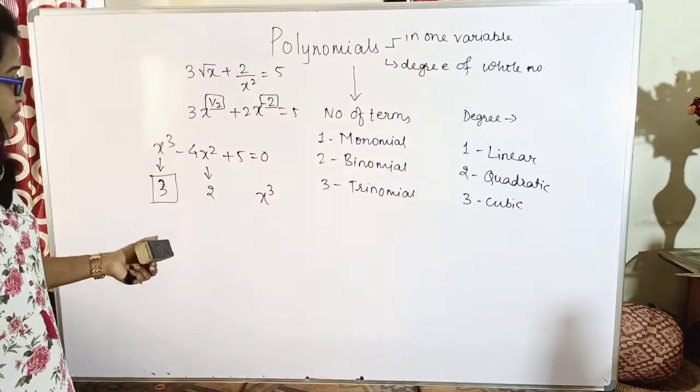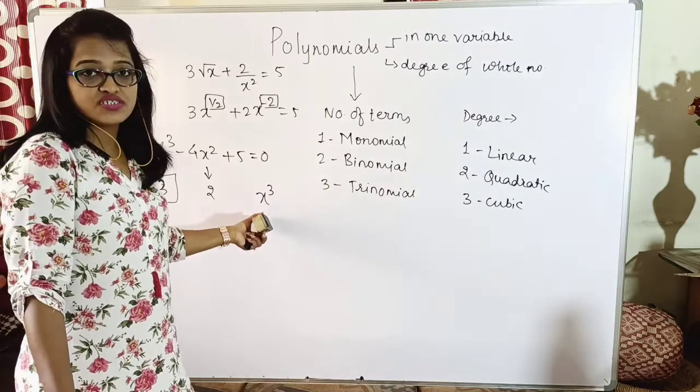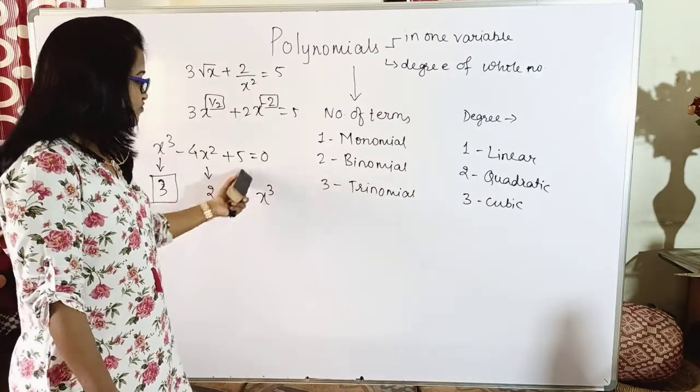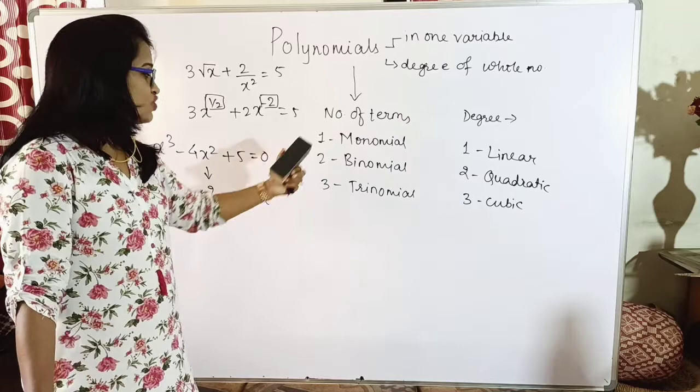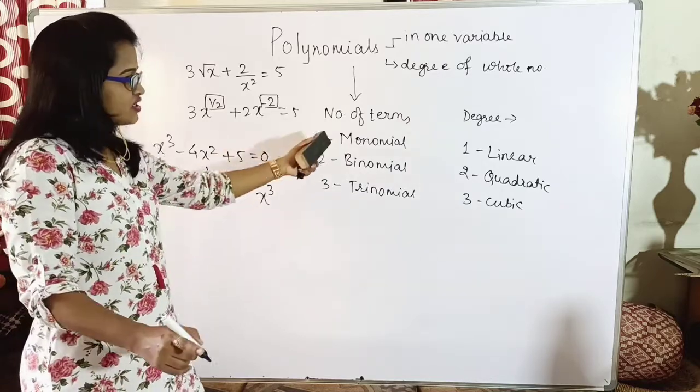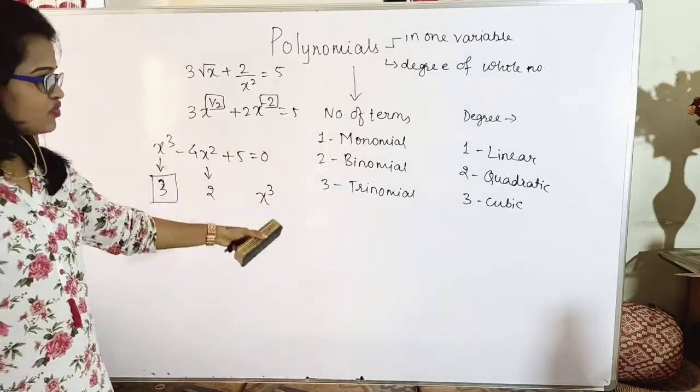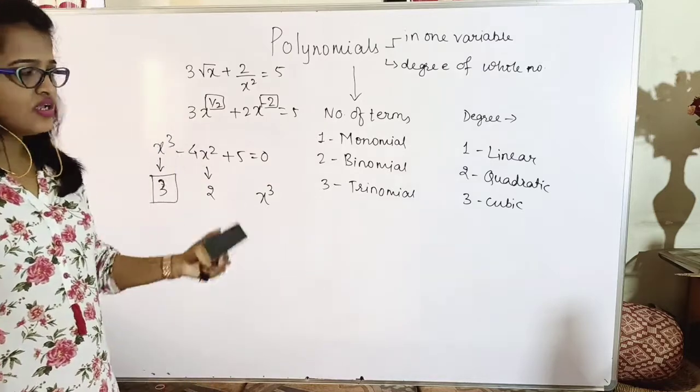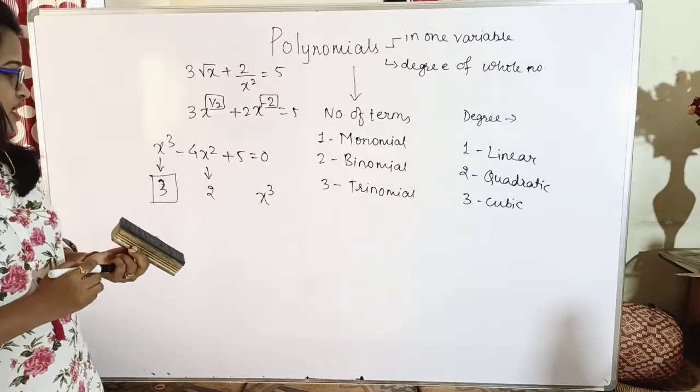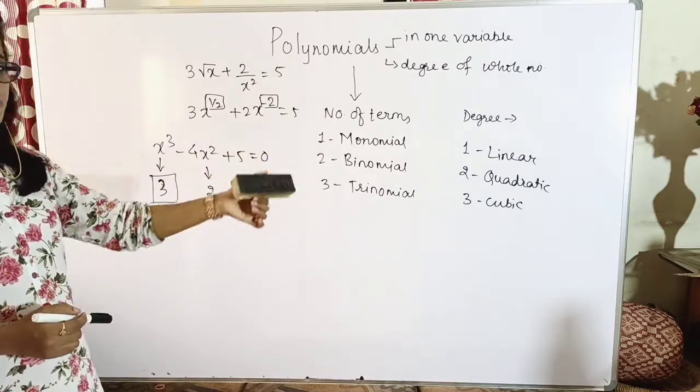So if I write x cube, what is the degree of this equation? It is 3. So it is a cubic polynomial. But if you compare it with the number of terms, as you can see, there is only one term. So hence it is a monomial. So the number of terms and the degree are not related. Only the highest power of the expression has to be the one which is specified, right?